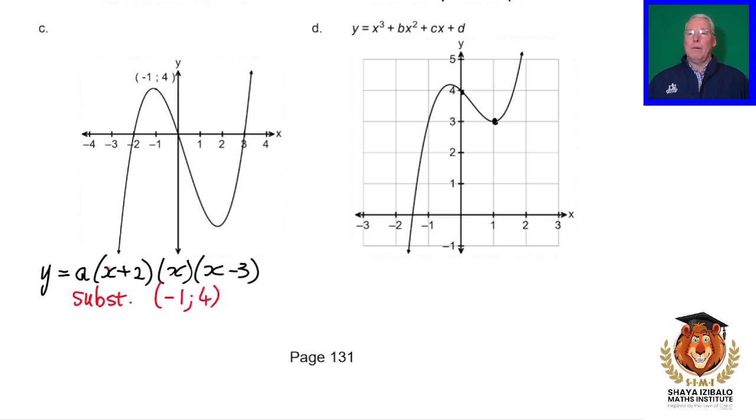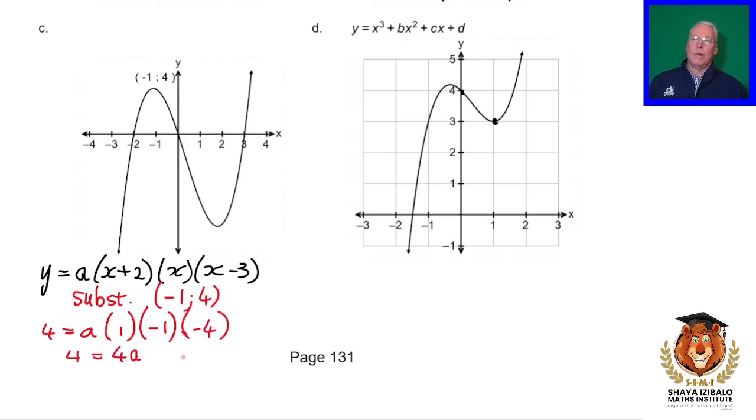All right, now when you put negative 1 in, we're going to get 4 here. So negative 1 plus 2 is actually just 1. Negative 1 here, and negative 1 minus 3 is going to be negative 4. So what we actually get here is positive 4a equals 4. So in fact, a equals 1.